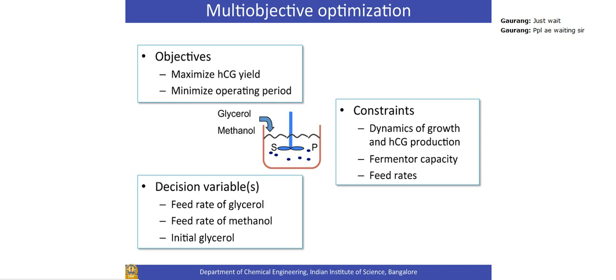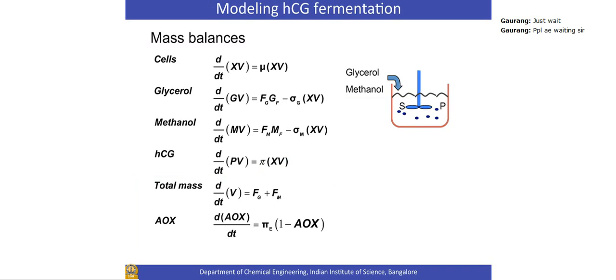So let me quickly go through how we go about doing this optimization. Again, I will summarize. My objective is to maximize HCG yield in minimum operating time by finding out the feed rate of glycerol, feed rate of methanol, and initial glycerol concentration, under the constraint of fermenter capacity, the pumping rate, and the dynamics of the cell growth and protein products.